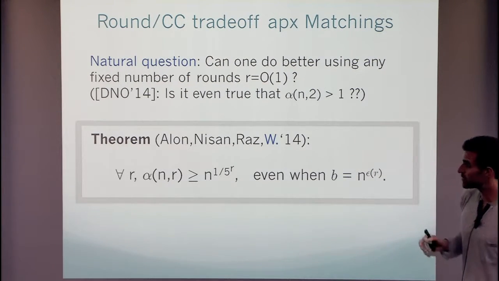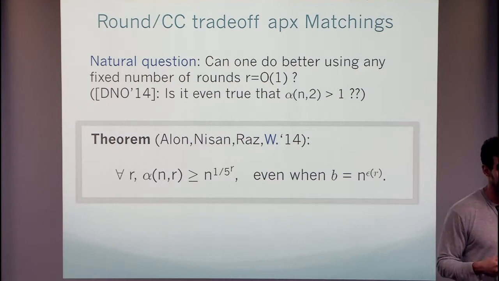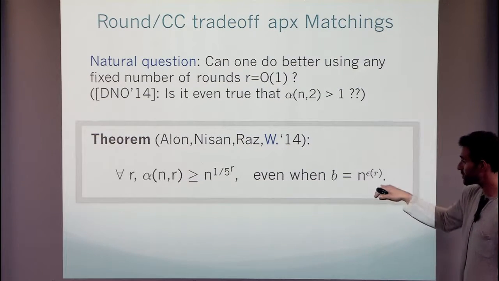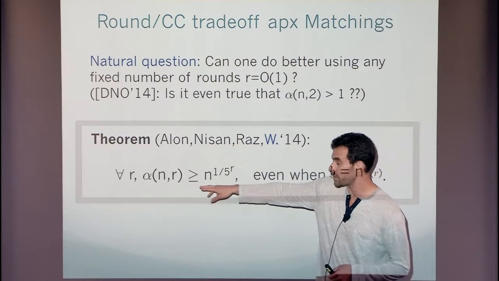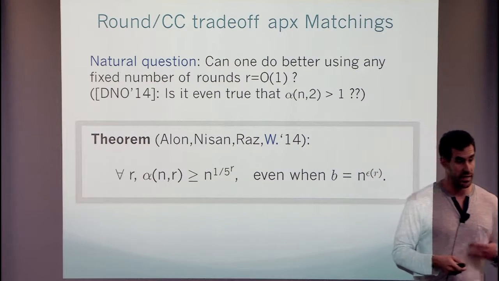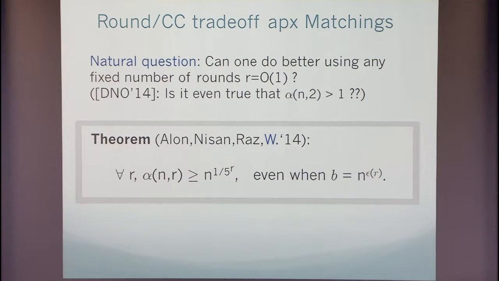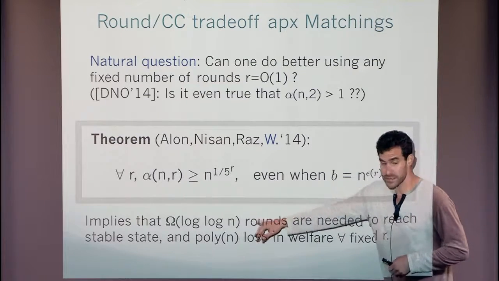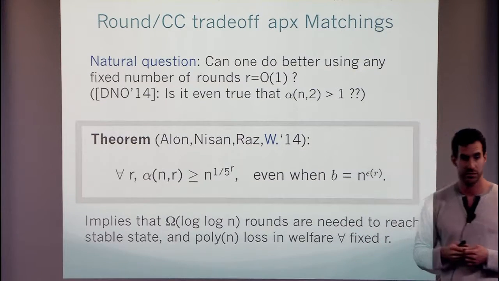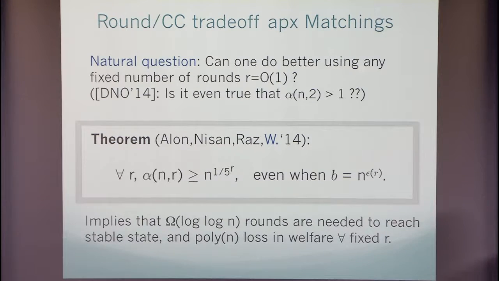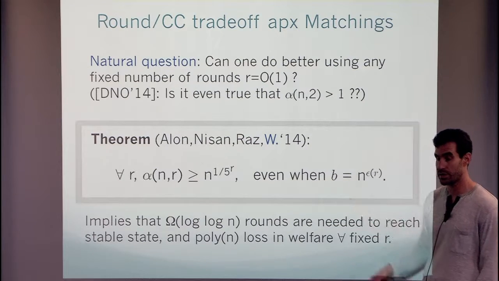And we answer this, or at least partially answer this problem, by proving a lower bound on any fixed number of rounds. So we show that even if players are allowed to use a polynomial size bandwidth in each round, the approximation factor of any R round protocol is no better than n to the 1 over 5 to the R. So there is a polynomial loss for any fixed number of rounds. It also implies the first super constant rate of convergence on the market to equilibrium. Of course, there's still an exponential gap to the optimal upper bound, but at least we know now that a super constant number of rounds is required.